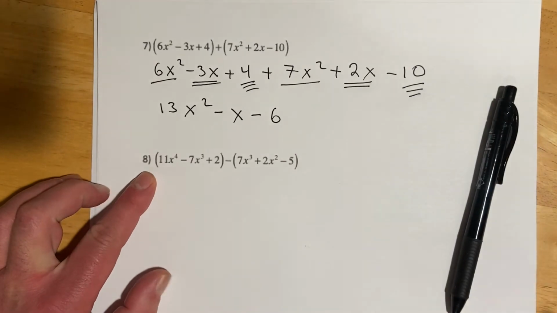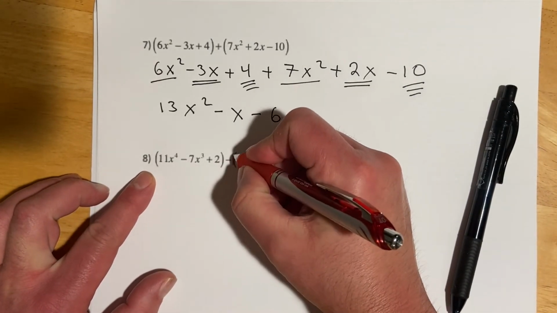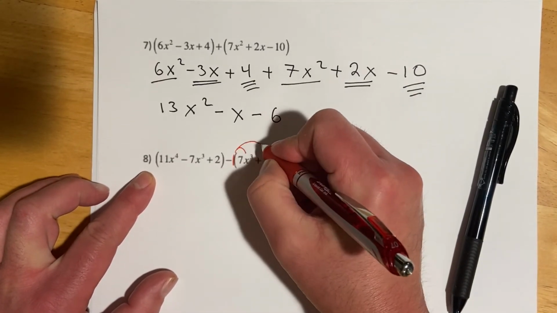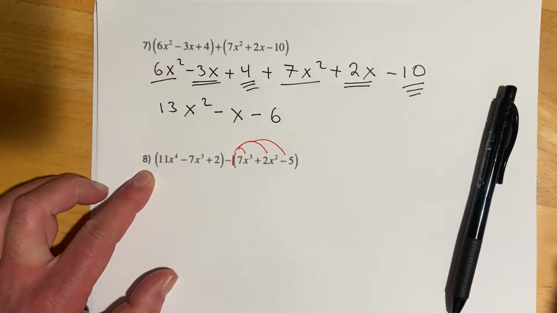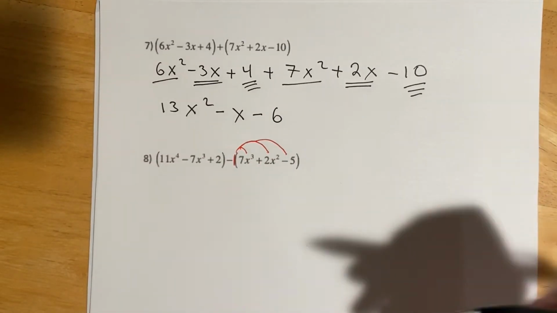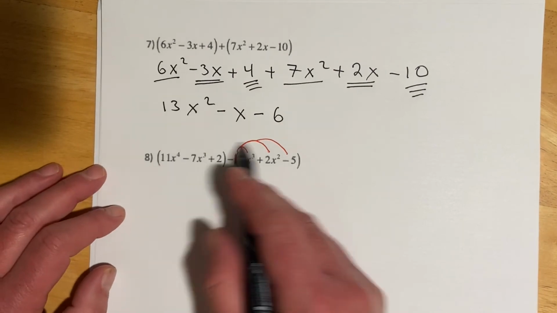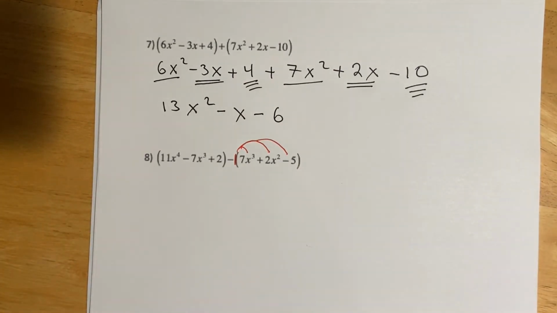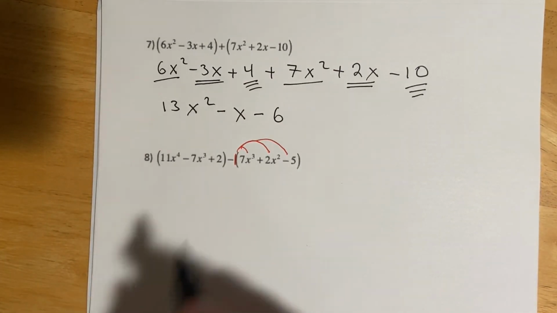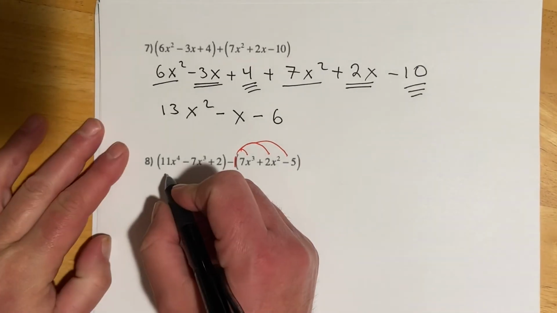Okay, so for subtraction, we want to think of this negative as like a negative 1 that has to get distributed. And we saw this back in chapter 2, I think it was, when we were doing this with just linear expressions and equations. But we just got to make sure that we get that sign distributed.